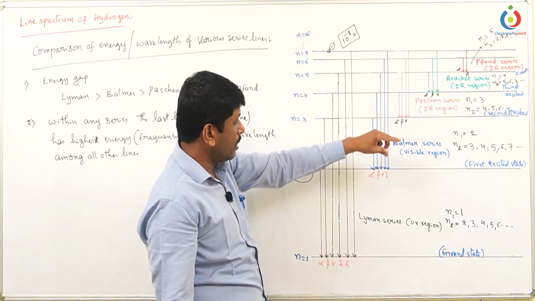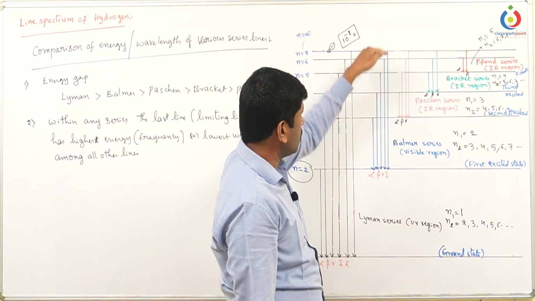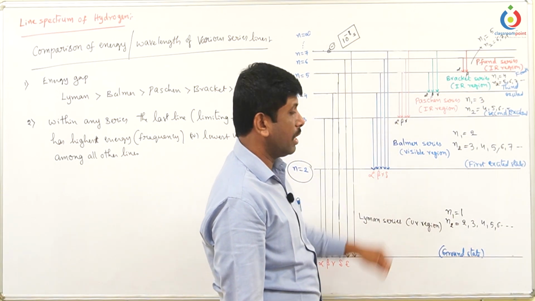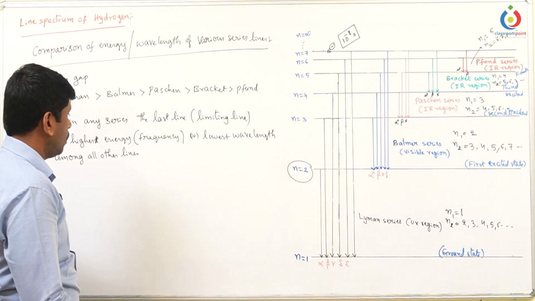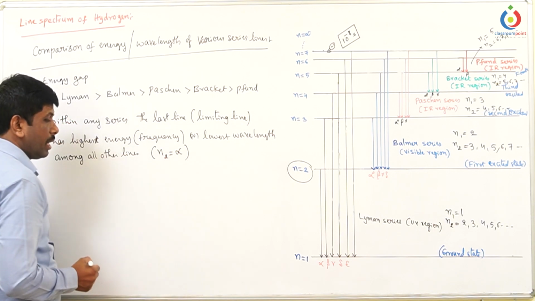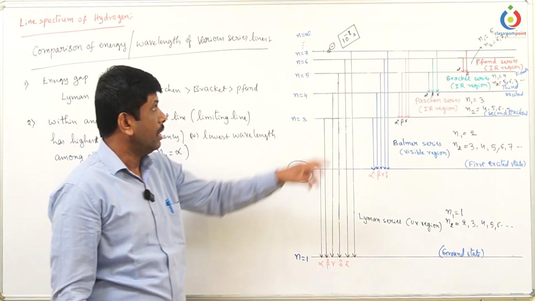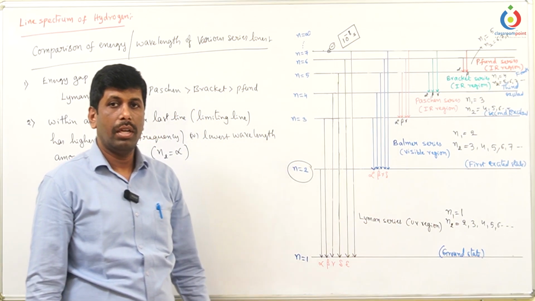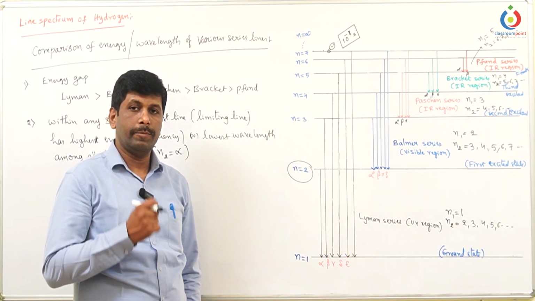And when it comes to the Balmer series, when you compare only the Balmer series, again here also the last line carries more energy. In the Paschen series also, the last line carries the higher energy. So for the last line, the n2 value is always equal to infinity. So this is infinity to the ground energy level, or second energy level, or third energy level. The last line of any series carries the higher energy.